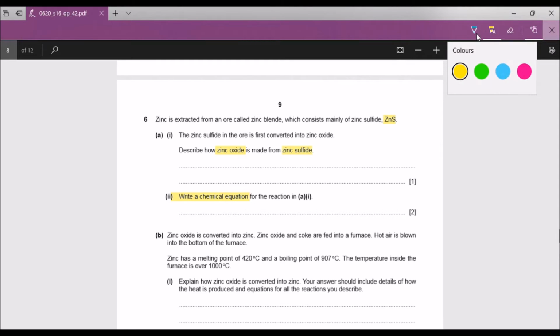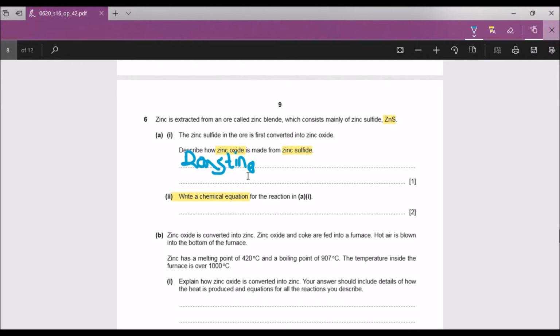So basically the process in which you convert this is roasting. Roasting is a process in which you convert zinc sulfide to zinc oxide, in the presence of oxygen, because you need an oxide, so where else are you going to get it from? The process itself is called roasting, and the second part asks what the chemical equation is.